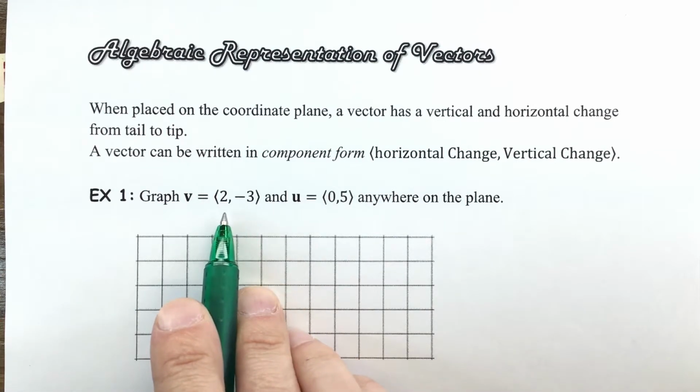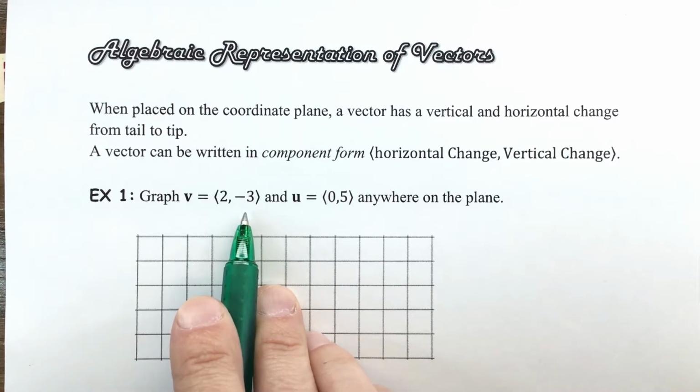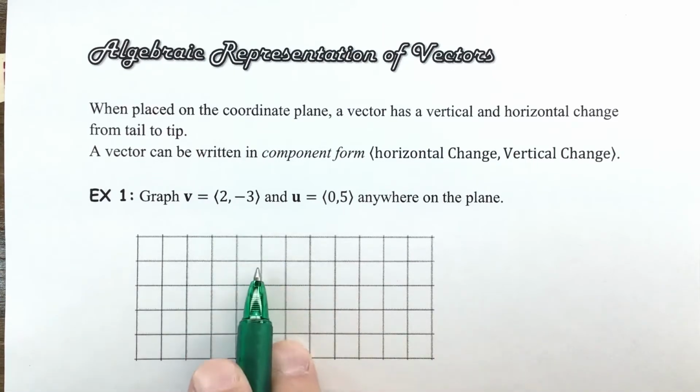The 2 is a component in the horizontal direction, and because it's a +2, it indicates that it will be moving to the right. The -3 is a component in the vertical direction. Because it is negative, it indicates that it is moving in a negative or down direction.